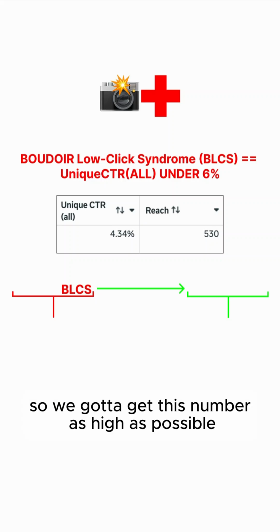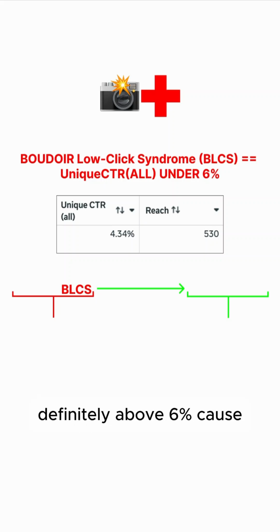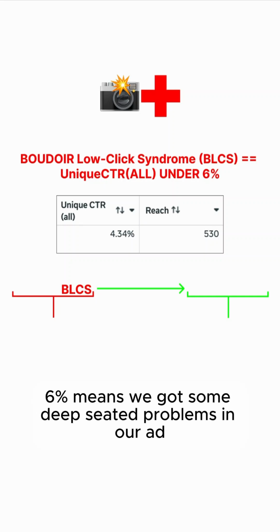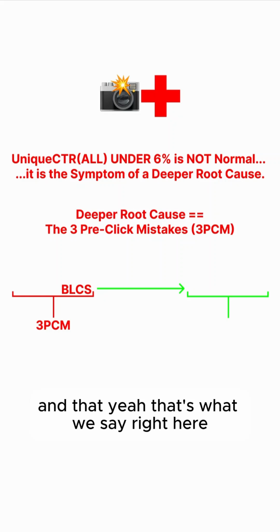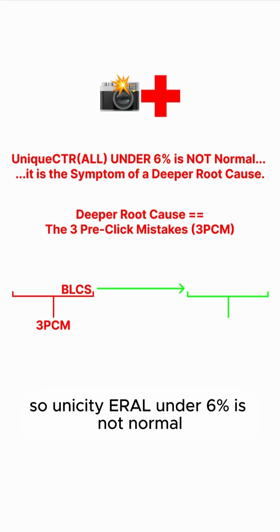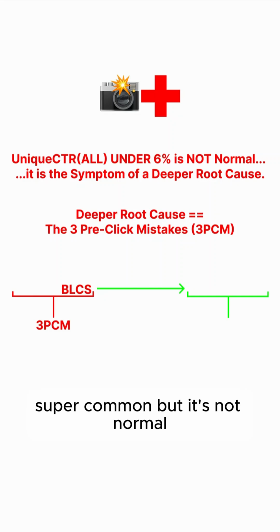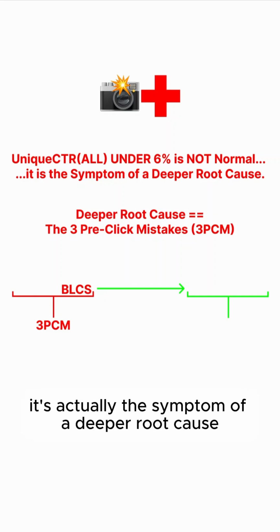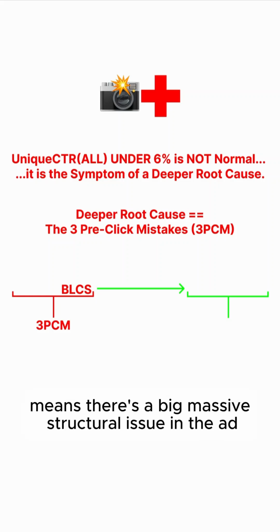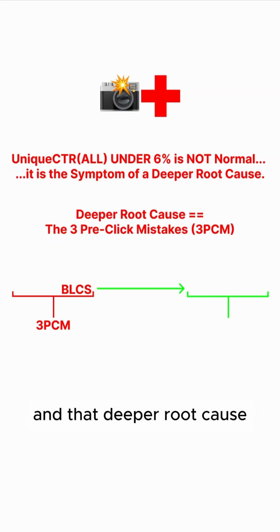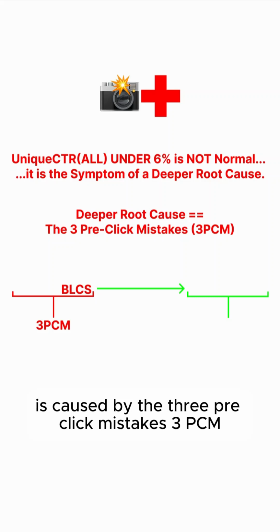So we got to get this number as high as possible, definitely above 6%, because under 6% means we got some deep seated problems in our ad. And yeah, that's what we say right here. So unique CTR under 6% is not normal. Super common, but it's not normal. It's actually the symptom of a deeper root cause. Everyone's accepting it as normal. It's not normal. It means there's a big, massive structural issue in the ad. And that deeper root cause is caused by the 3 pre-click mistakes, 3 PCM.